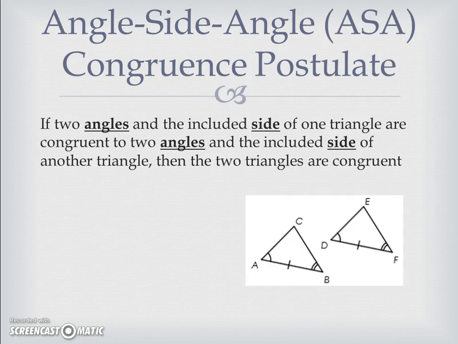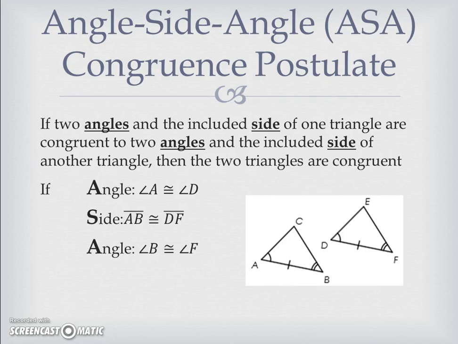Here's what it looks like. You have two pairs of congruent angles and the side that touches both angles. Here we have angle A is congruent to angle D. Side AB is congruent to DF, and then angle B is congruent to angle F. So here it spells out ASA, where the side is between both angles. The triangles are therefore congruent.